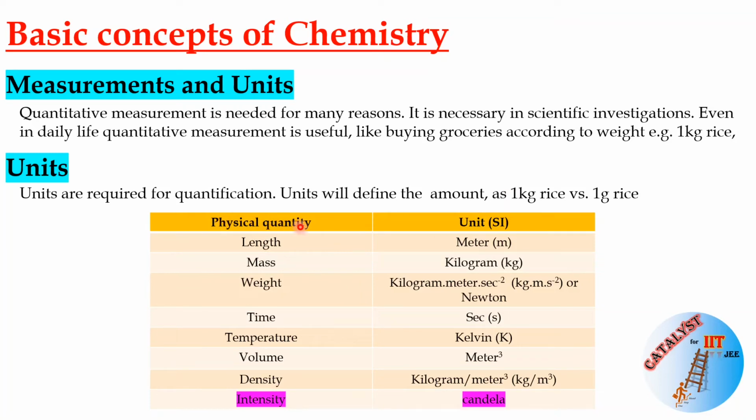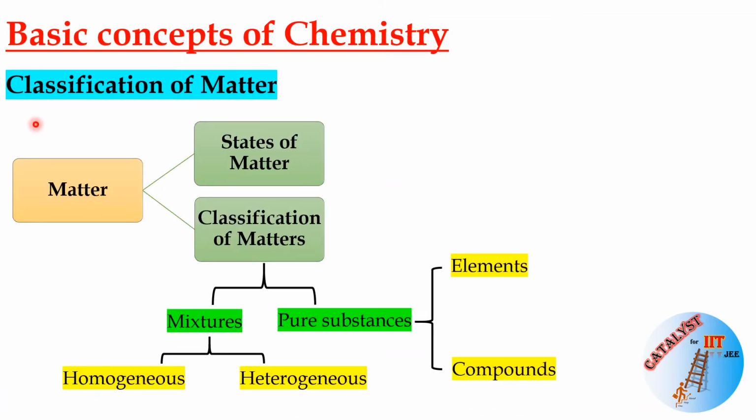Now there are some physical quantities, and these are the units of these physical quantities. Like length has the SI unit meter, mass has the SI unit kilogram, weight has the SI unit kg m s^-2, or it is also called Newton. Time has the unit second, temperature has the unit Kelvin, volume has the unit meter cube, density has the unit kg per meter cube, and this is very important, intensity is a physical quantity and the unit of intensity is candela. Okay.